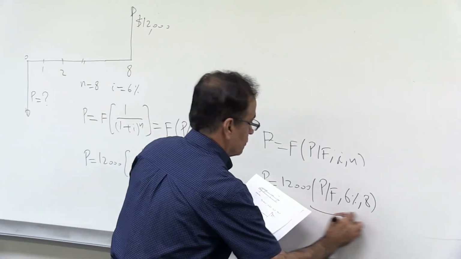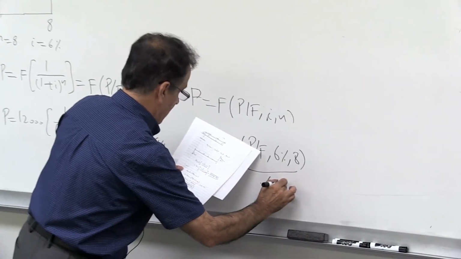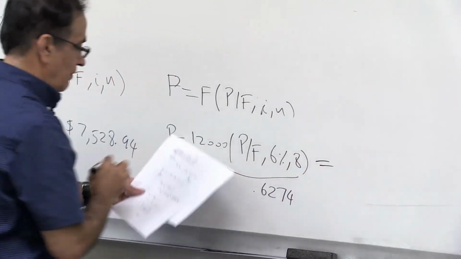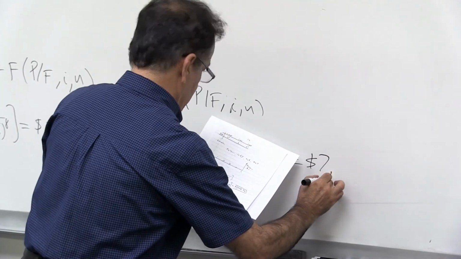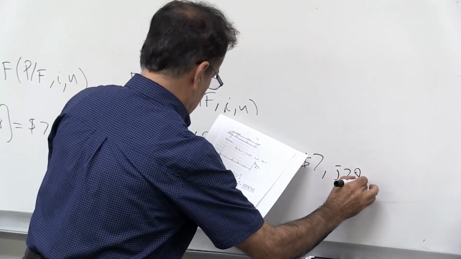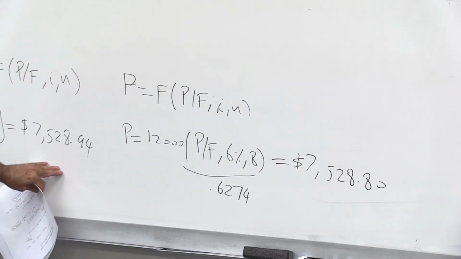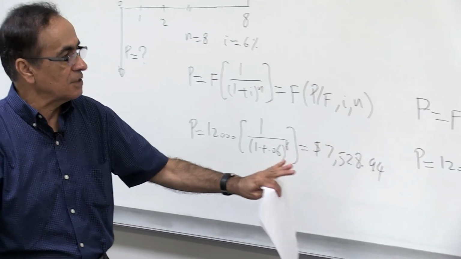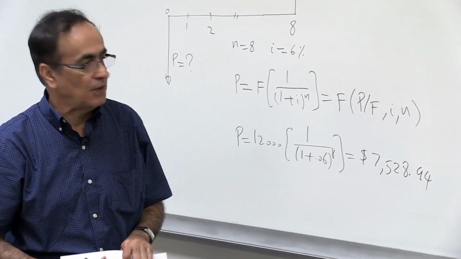So this factor should be equal to 0.6274. If you multiply by 12,000, you're going to get $7,528.80. Again, if you compare, there's a difference of almost 14 cents. That's not the major issue, because when you are using a table, you're always going to have round-off error. So that's why there's a difference.